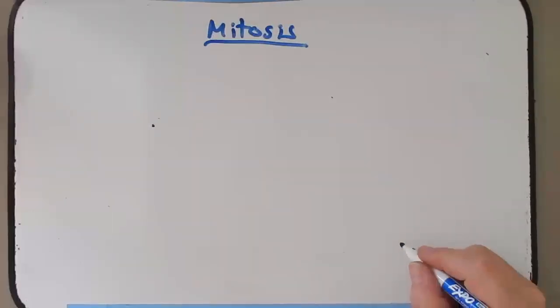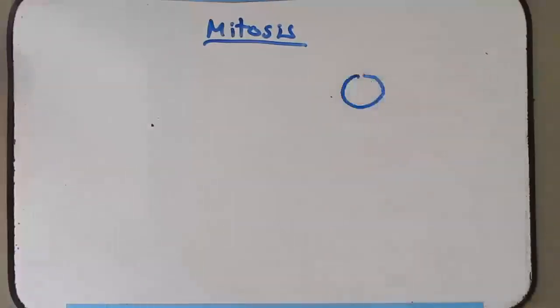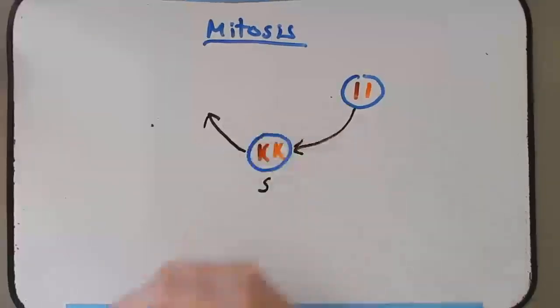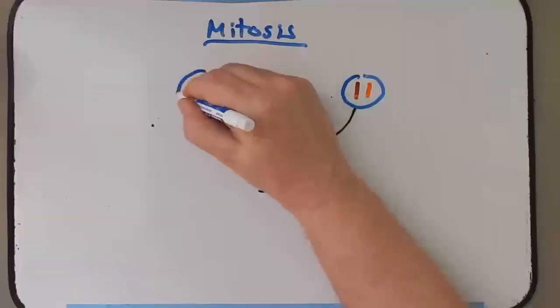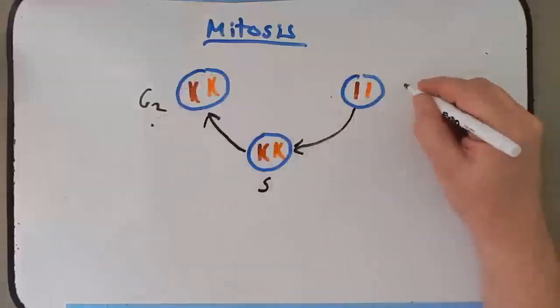Remember, on that last podcast, we had taken our one cell here that started off with our two homologous chromosomes. It copied them during the S phase. It then went to the next stage of G2, where the cells got bigger. So that's G2, remember, and this was G1.